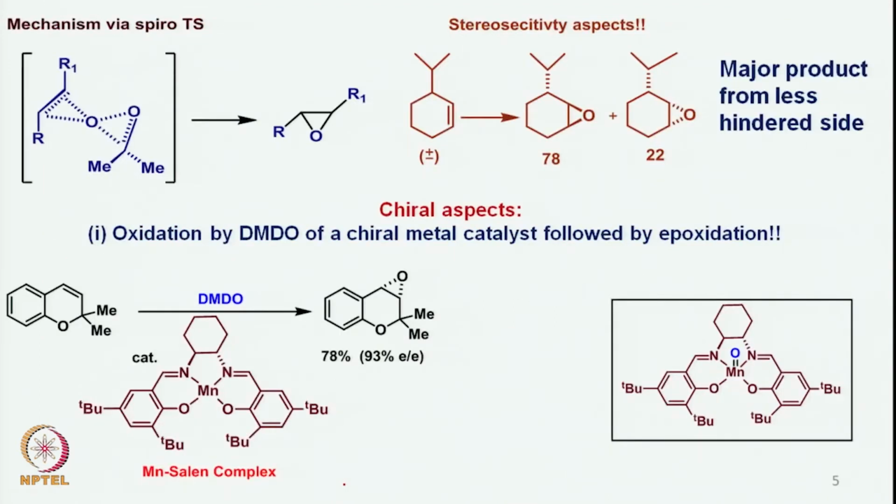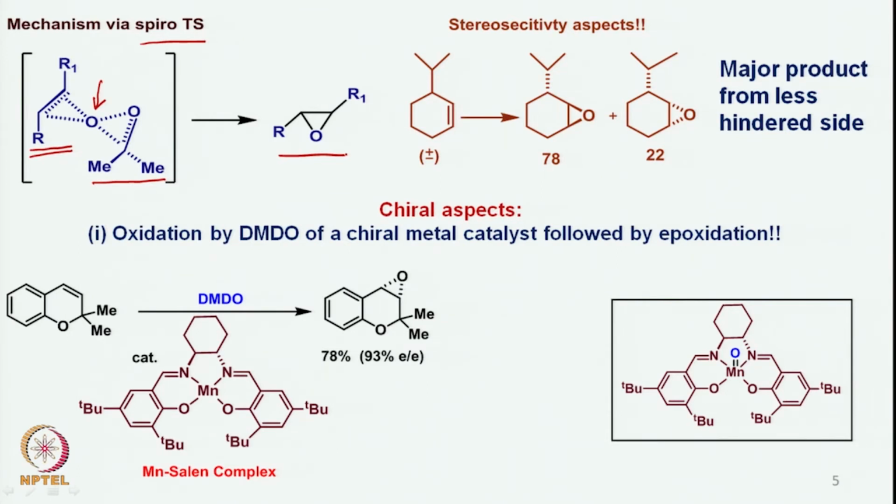Now what is the mechanism? The mechanism is via a spiro transition state. As you can see here, the dimethyl dioxirane transfers its oxygen to the olefin present here, and the transition state is a kind of spiro transition state, with the spiro center in the middle, involving transfer of the oxygen in a more or less concerted process. So if we start with a trans double bond, we get the corresponding epoxide, retaining the stereochemistry of the double bond.